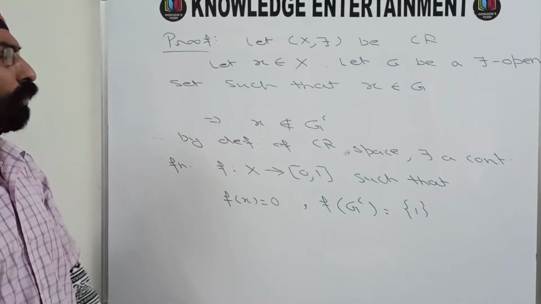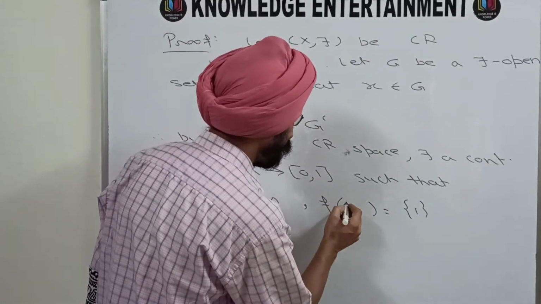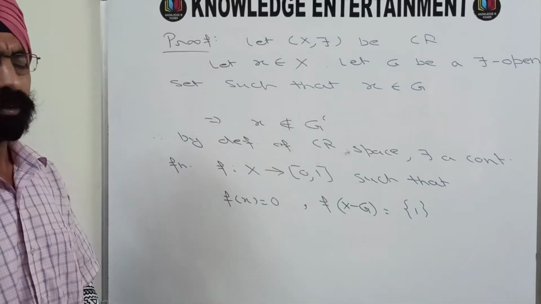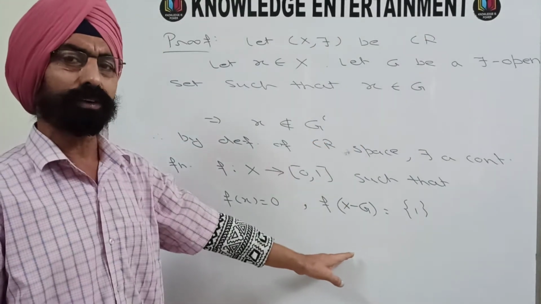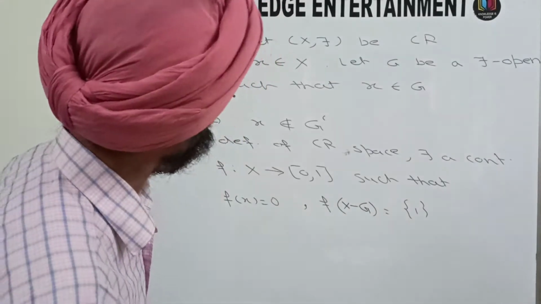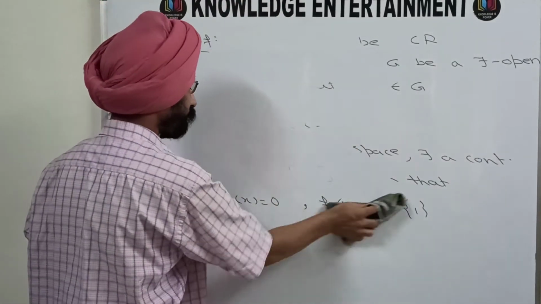And what is G complement? G complement is nothing but X minus G. So this is the direct proof. You have taken G, then G complement, and using the definition of complete regularity, the proof is complete. Converse is also very easy. So we'll move on to the converse part now.